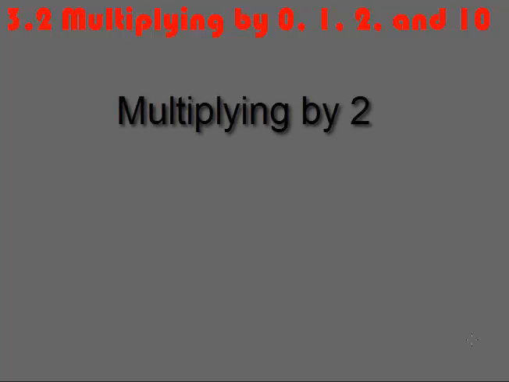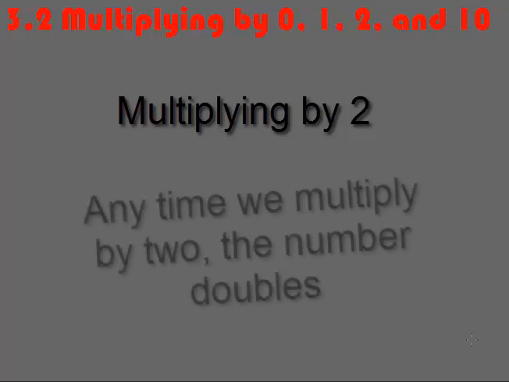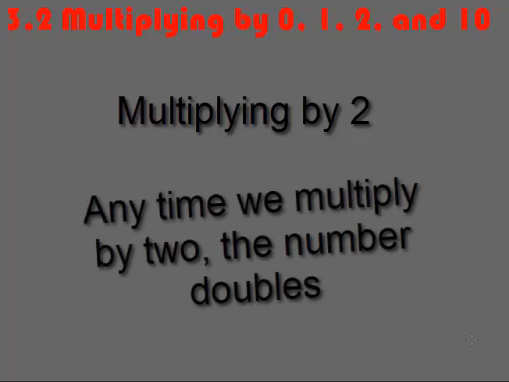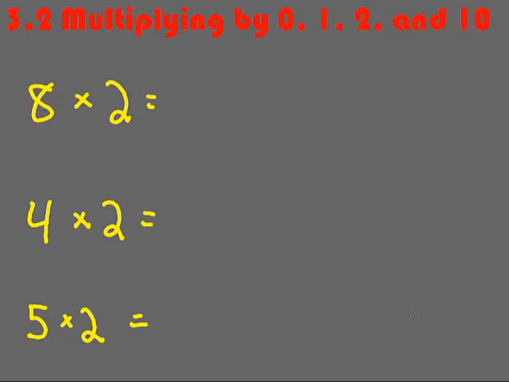Now we're going to talk about multiplying by 2. Anytime we multiply by 2, the number doubles. For example, on the screen I've written 3 problems that are multiplied by 2. We have 8 times 2, 4 times 2, and 5 times 2. And you'll see each one of these 3 problems will double when we multiply them.